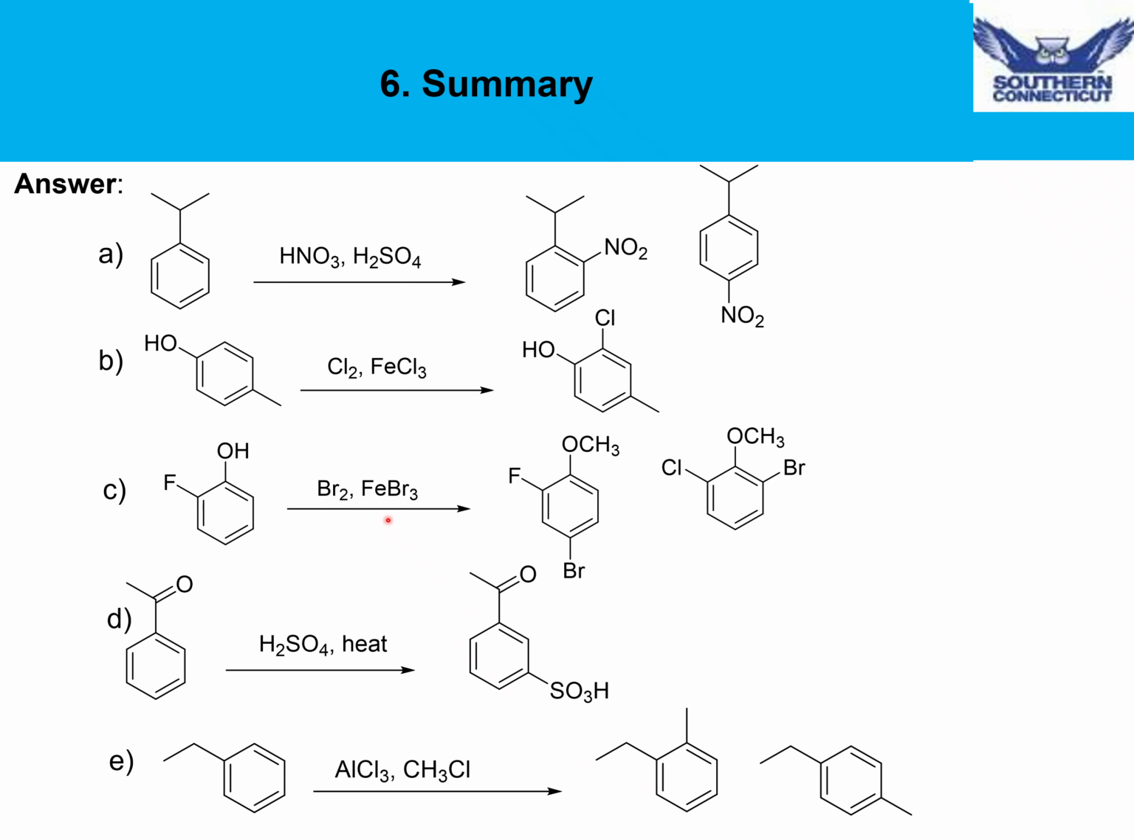Br2 and iron tribromide will add a bromine to an aromatic compound. So if we have an OH and a fluorine, the OH is a stronger activator. It is also an ortho para director, so we should get two products where the bromine adds para or ortho.